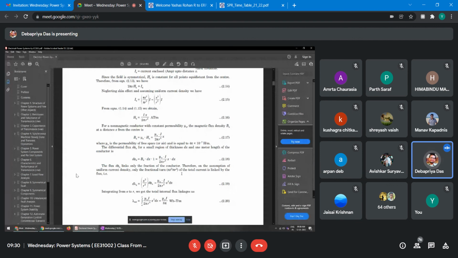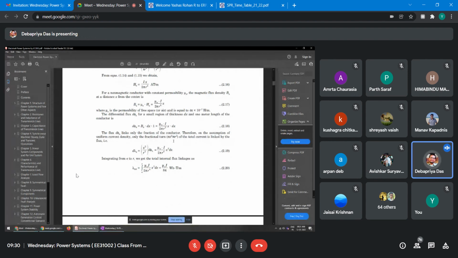In the class I take that notebook; here I am not drawing it online. You take your notebook, the thickness is dx, and length is 1 meter. So that portion area will be dx into 1 square meter. That is why it is written for 1 meter length, because everything we are trying to find out is per meter. Now, the flux d phi x links only a fraction of the conductor. Therefore, on the assumption of uniform current density, only the fractional turn will be taken, in terms of cross-sectional area: pi x square upon pi r square of the total current is linked by the flux.